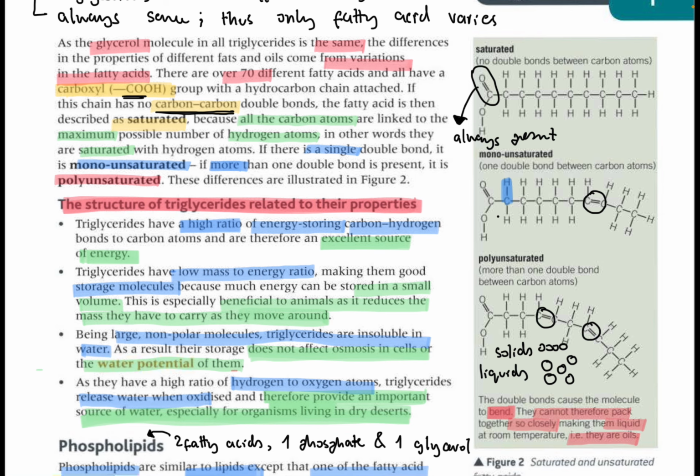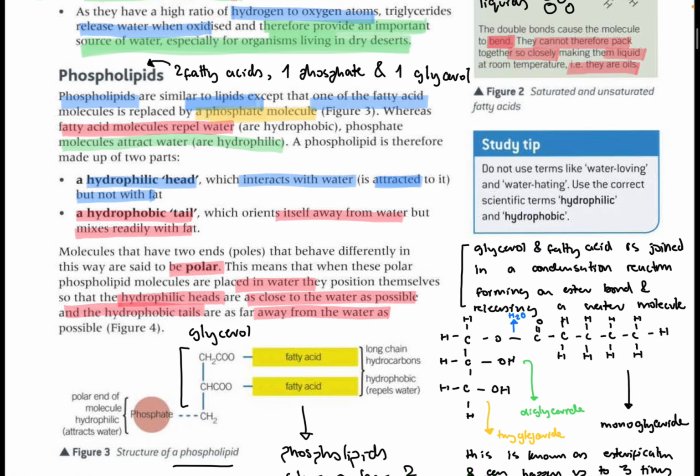Thirdly, they release a water molecule upon being oxidized, I need to remember this, hence making them super useful for plants in dry, arid environments as well as animals. And then last but not least, they are not going to affect the water potential of the cell because they're non-polar and they're also insoluble, which is pretty straightforward.